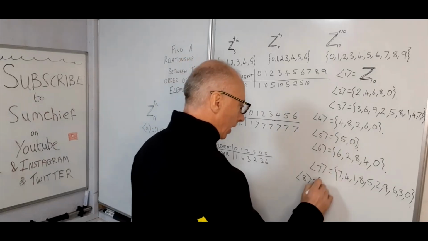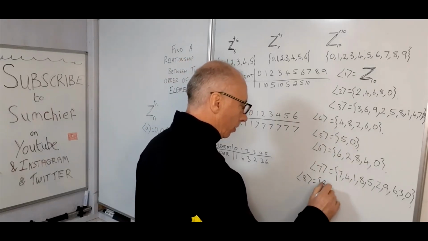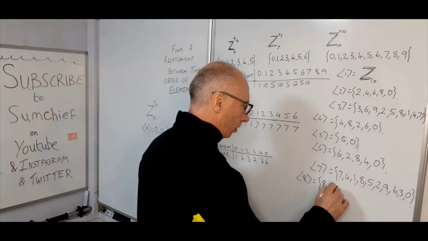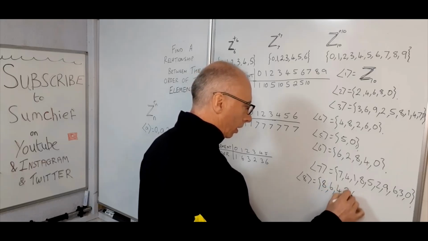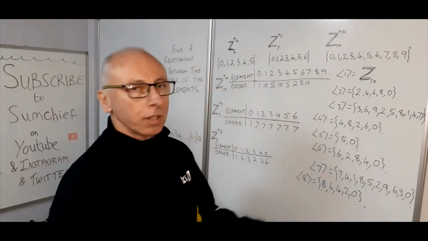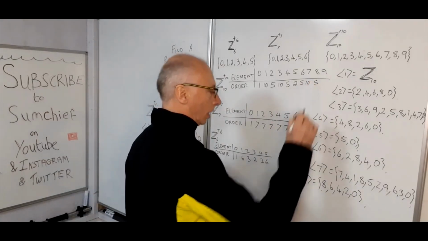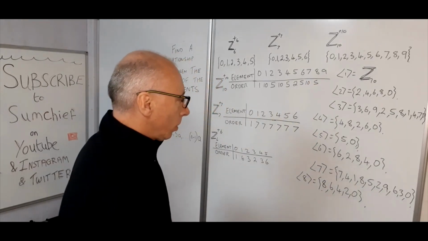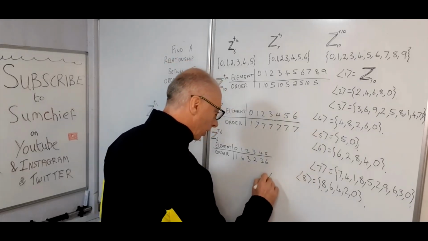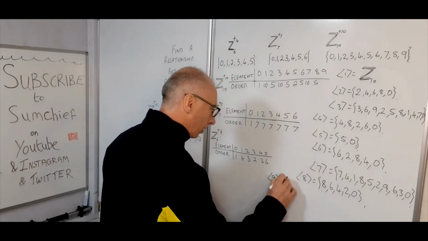So 8, keep on adding 8. So 8 goes to 6, goes to 4, goes to 2, and then goes to 0. So that's of order 5. And then finally, let's just write down on here, number 9, the last one.